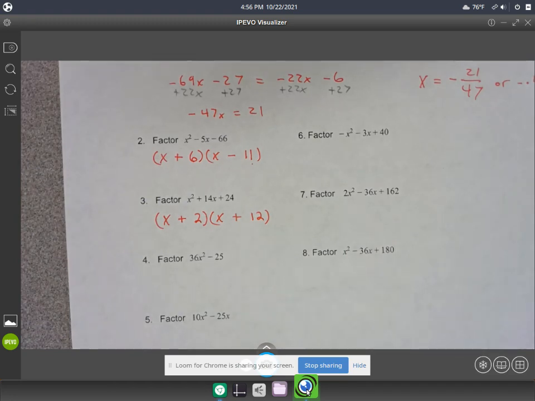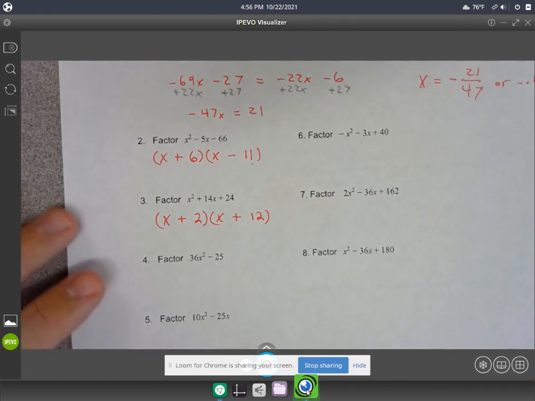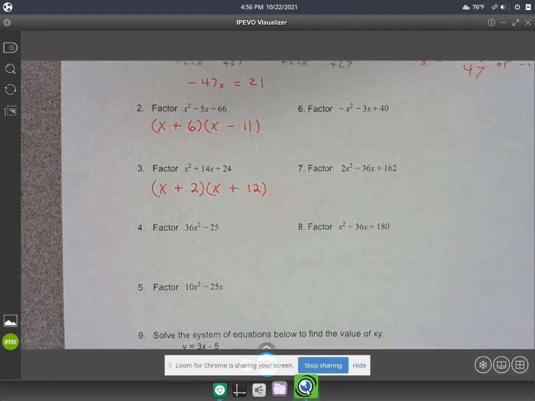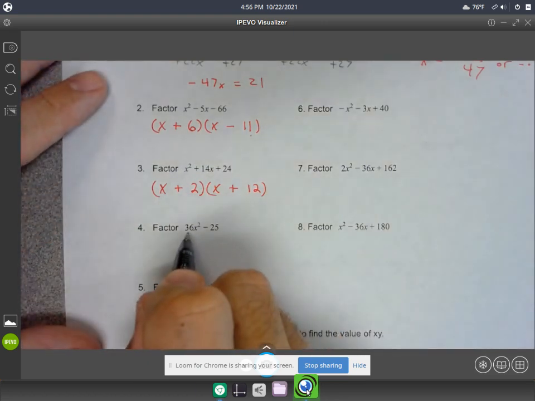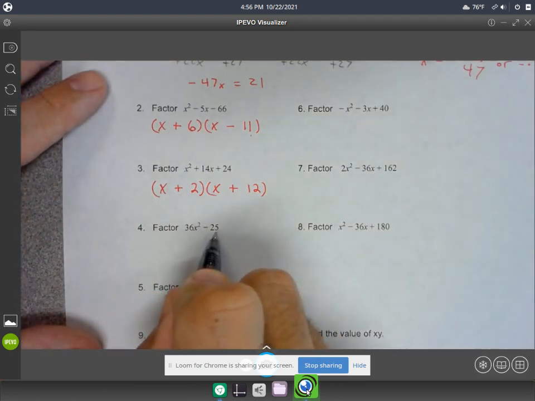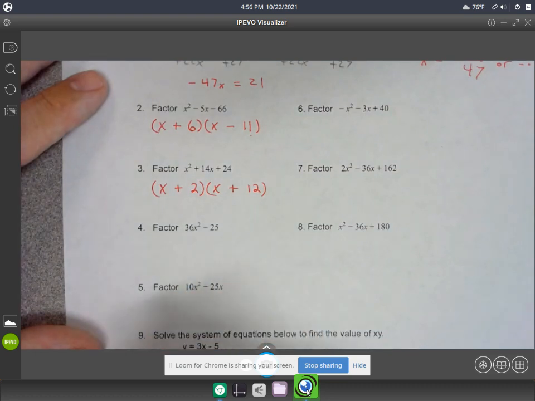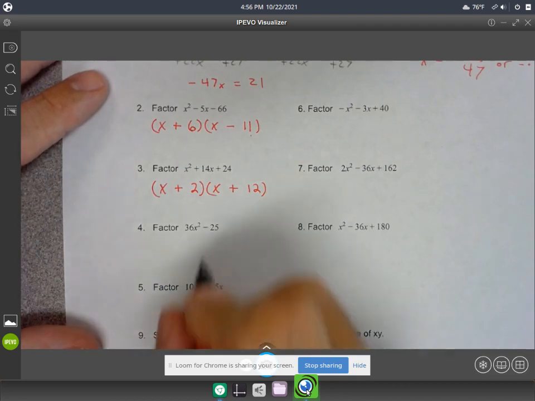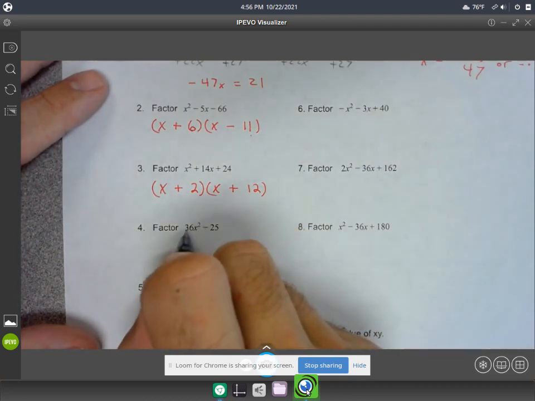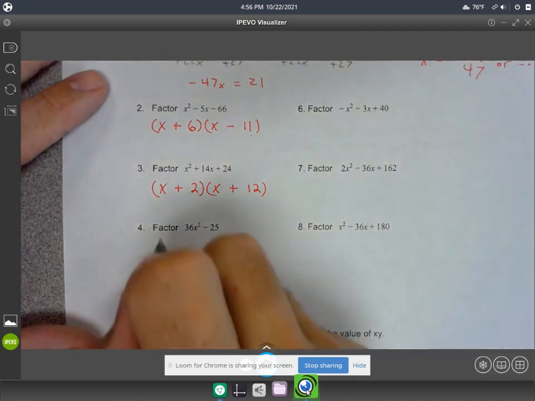Number 4, so there's nothing in common. All right, there's no GCF here. So I should have mentioned that. Always check for the greatest common factor first. There's no greatest common factor for 36 and 25. So this one's got to be difference of squares if it is factorable at all. And it is difference of squares because 36 and 25 are both perfect squares.